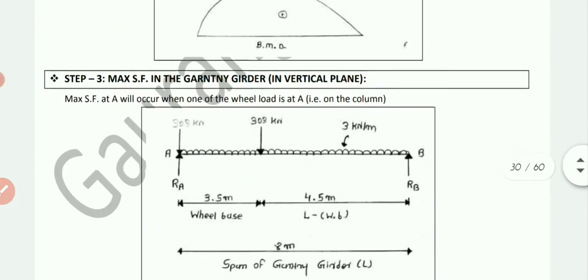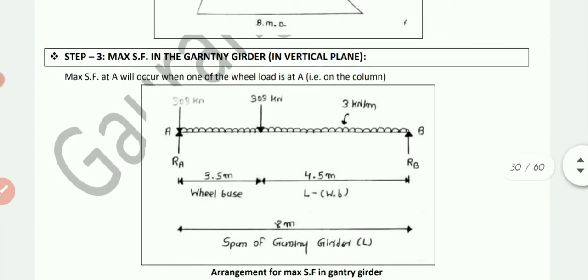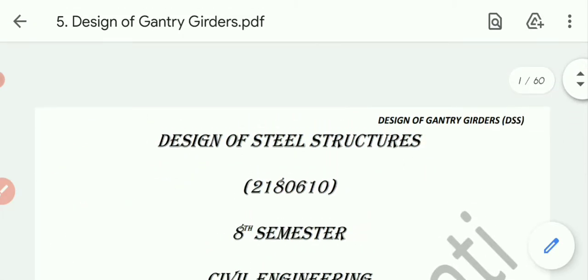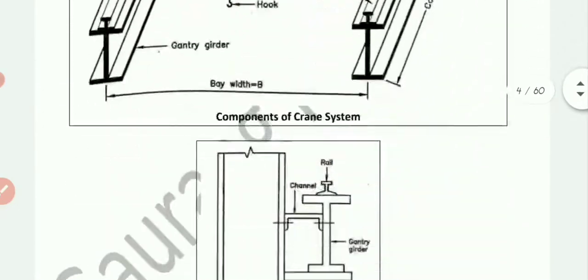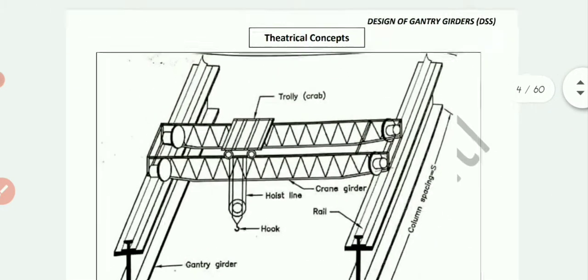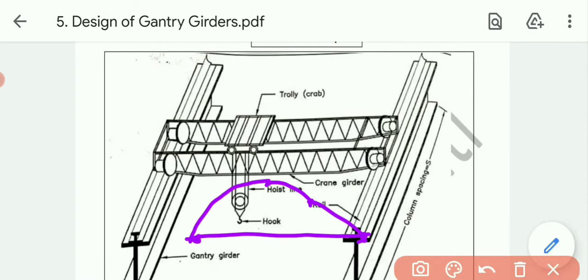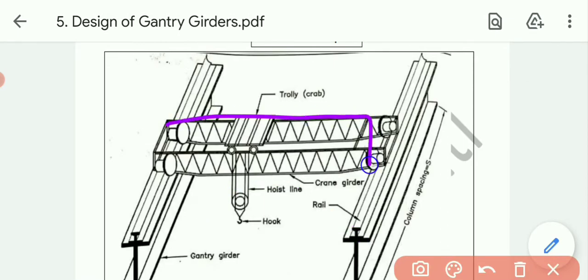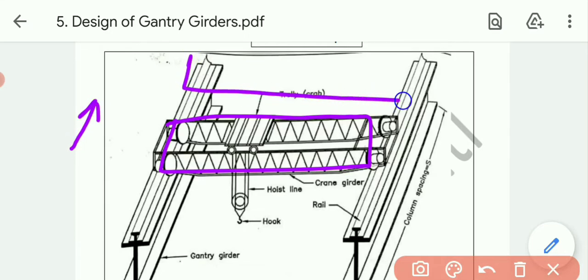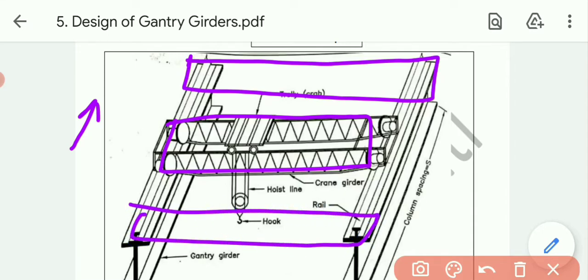Then step number 3, that is maximum SF in gantry girder. Now in order to calculate maximum shear force, let's go back to the concept figure. See, we know that maximum shear force usually occurs towards the support. So what we need to do, we need to move this crane girder towards its ends, means we need to move it over here. Or we can move it over here also, there is no problem with that one.